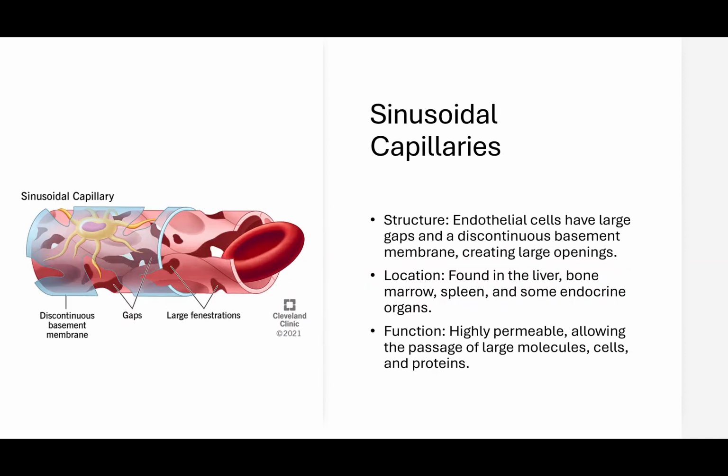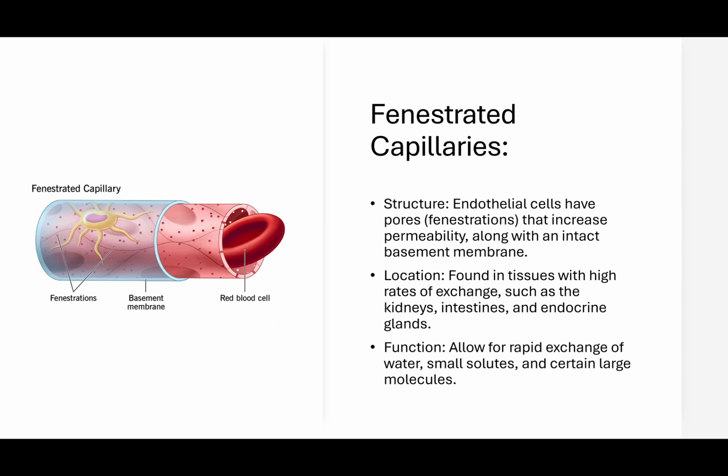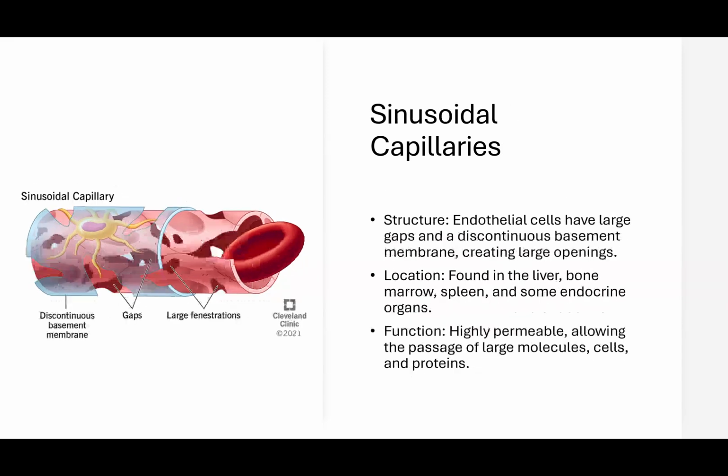And then we have our sinusoidal capillaries. They have large gaps and discontinuous basement layers, which create large openings. They're found within the liver, the bone marrow, the spleen, and some endocrine organs. They're highly permeable, allowing for the passage of large molecules, cells, and proteins. So those are the general differences: the continuous capillaries, the fenestrated capillaries, and the sinusoidal capillaries. And that is the end of the structures of the blood vessels.